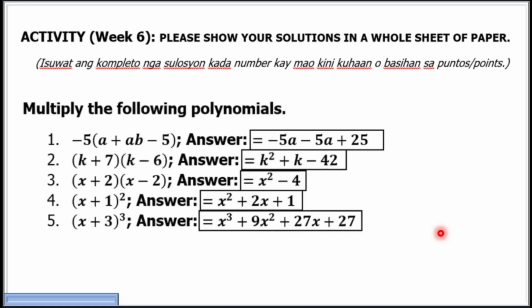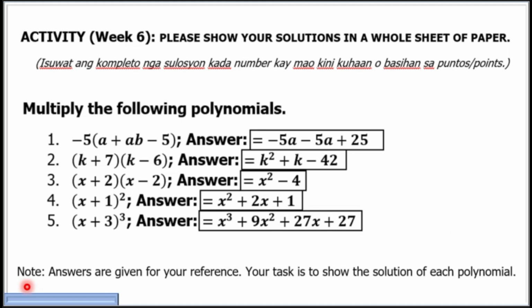Multiply the following polynomials. The same instructions. Answers are given for your reference. Your task is to show the solution of each polynomial. You need to show the solution to earn points. If you just write the answer directly, it wastes ink. So you must show how you solved or came up with the answers. If you find an answer wrong, please prove your answer. Show your solutions.